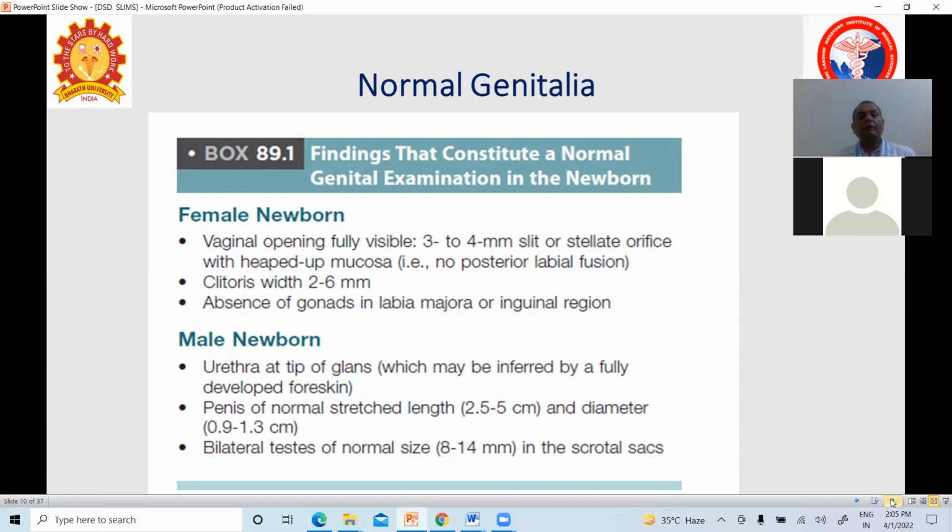So, if you are going to see abnormal genitalia, you should know what is normal genitalia. Vaginal opening fully visible, a 3 to 4 millimeter slit-like orifice, clitoris 2 to 6 millimeter. More than 6 millimeter clitoral length is called clitoromegaly. Absence of gonads in labia majora. In a male baby, the penis size should be 2.5 centimeters and bilateral testis normal in size and position.